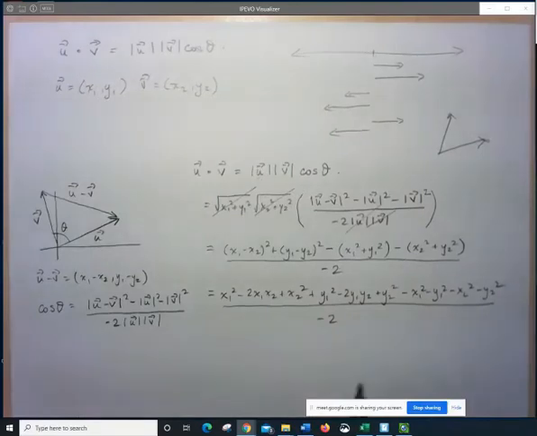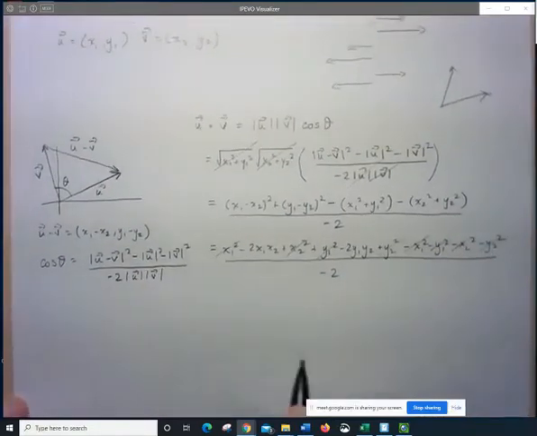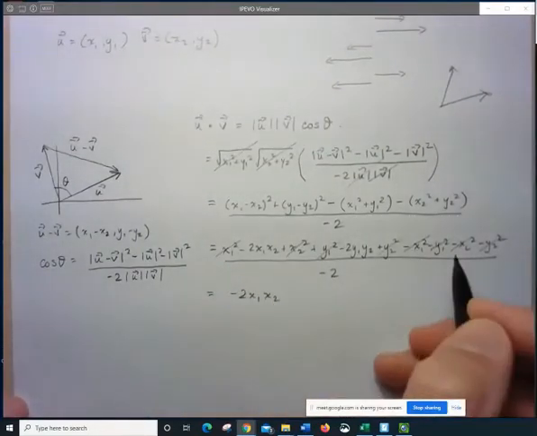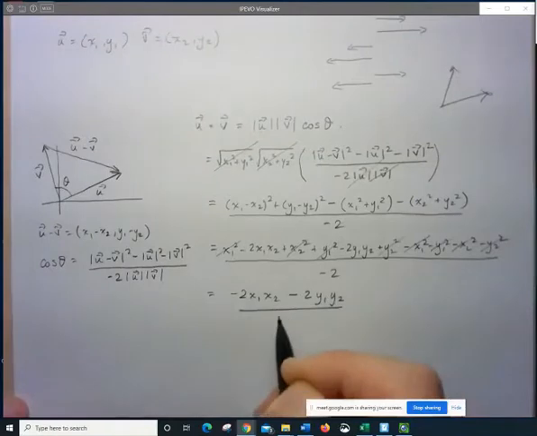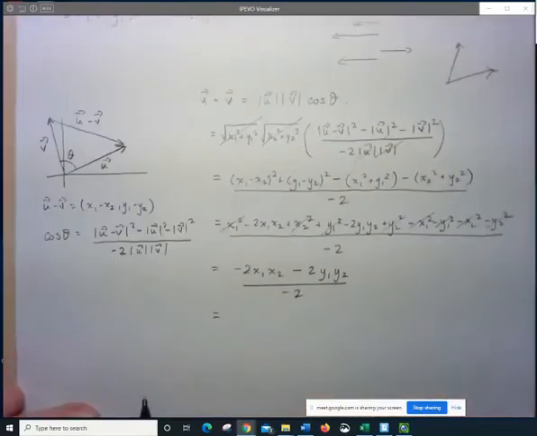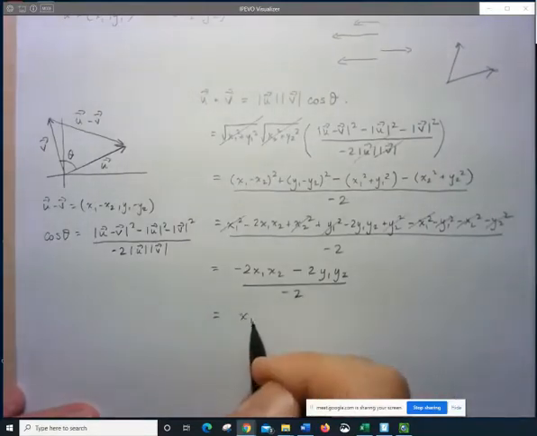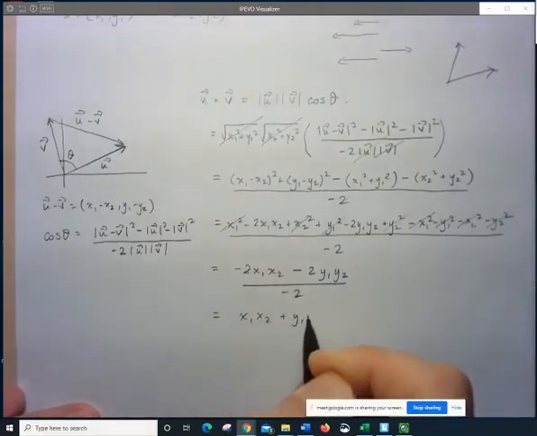And this is where I'm hoping you're seeing all the beautiful things that are going to happen here, because the x1 squareds cancel out, the x2 squareds cancel out, the y1 squareds, the y2 squareds. In fact, all the squared terms just cancel out. And so what are we left with here? -2 x1 x2 minus 2 y1 y2 all over -2. And that simplifies even more nicely, because when we divide the numerator by -2, we have x1 x2 plus y1 y2.